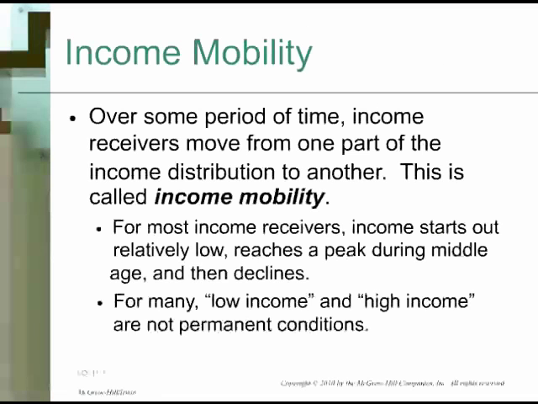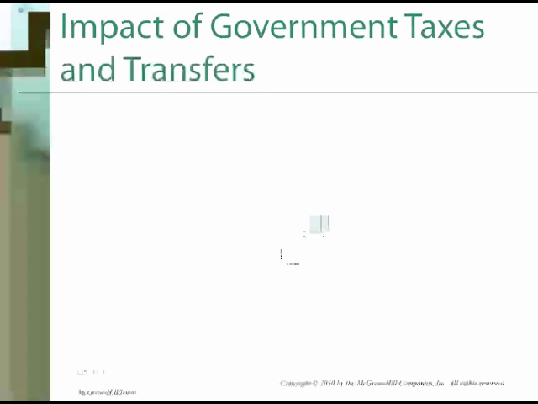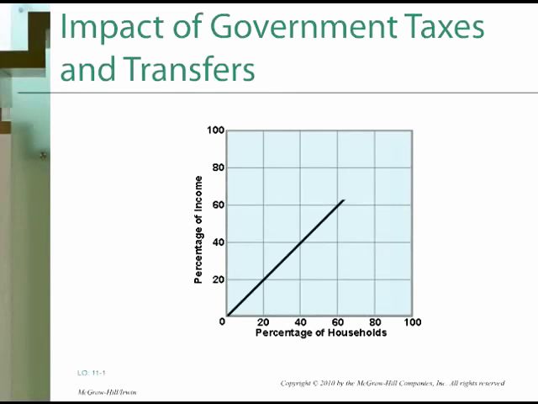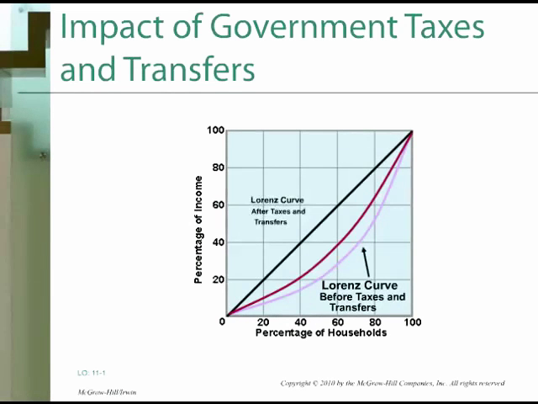income. Over some period of time, income receivers move from one part of the income distribution to another. This is called income mobility. For most income receivers, income starts out relatively low, reaches a peak during middle age, and then declines. For many, low income and high income are not permanent conditions. Government taxes and transfers are designed to reduce the inequality, move the Lorenz curve closer to the 45-degree line.